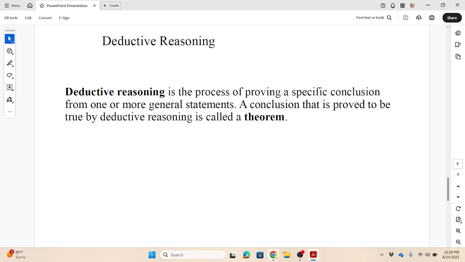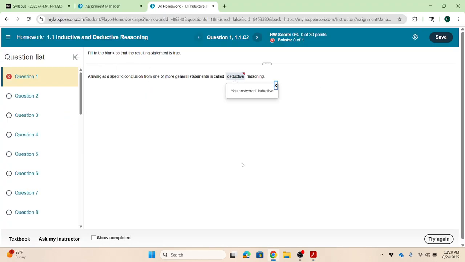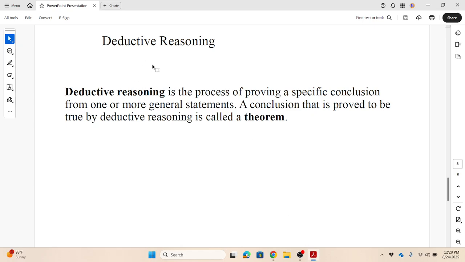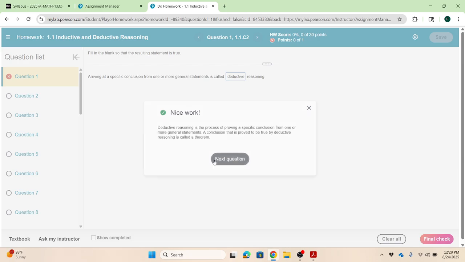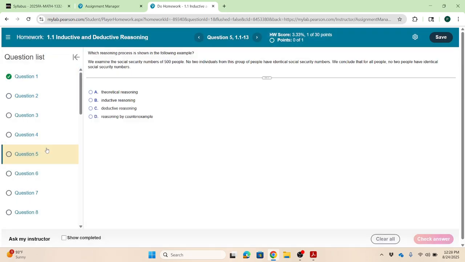So that's the reason the example I was doing here was wrong, because I did not look at this definition before doing this example. So let's go back and read it again. Arriving at a specific conclusion from one or more general statements. That is actually the definition of deductive reasoning. Let's go to the next problem. Which reasoning process?